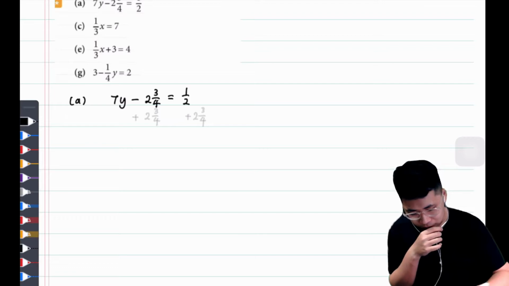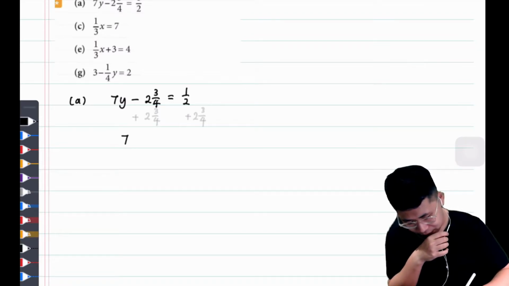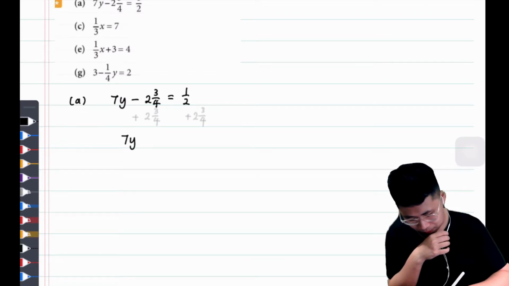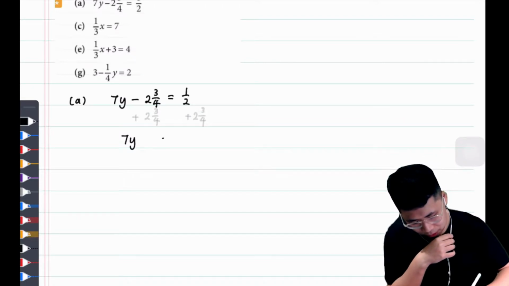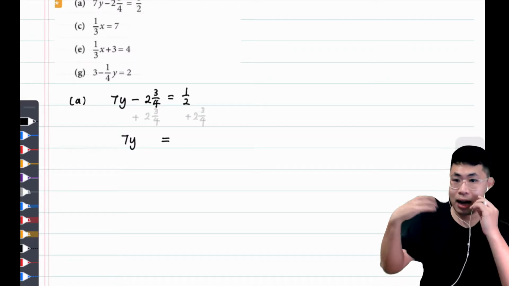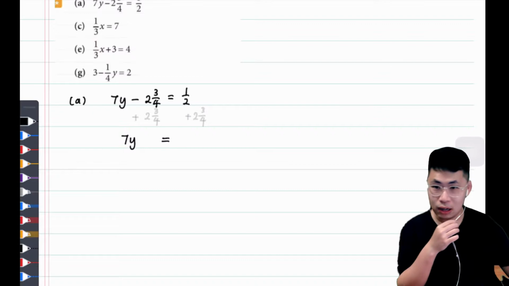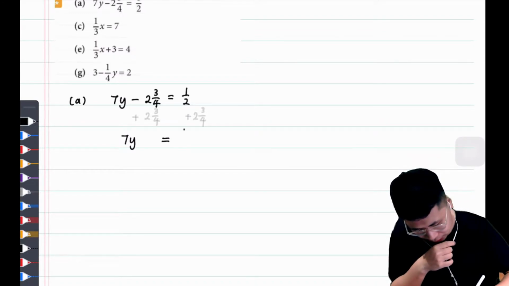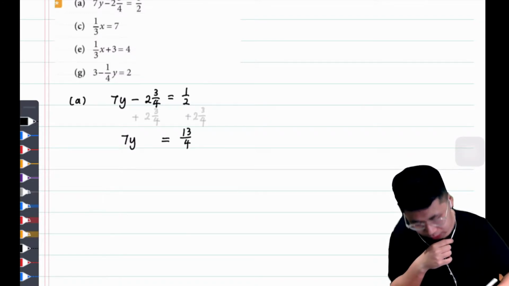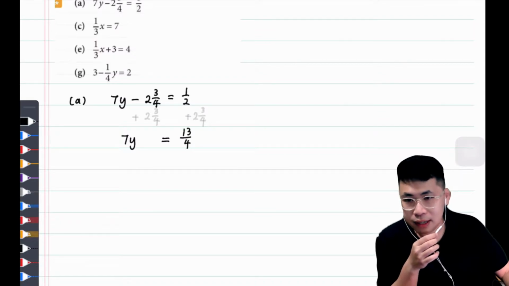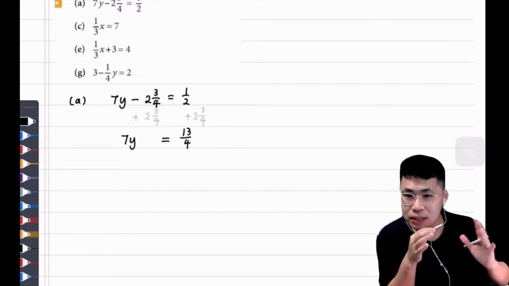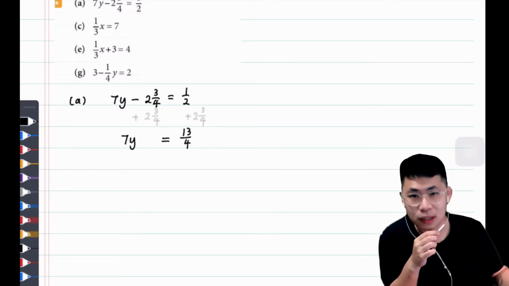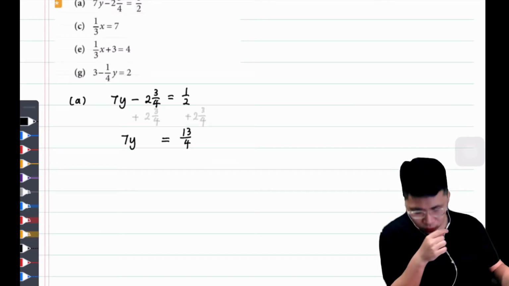So over here, what do I have? I have 7y on the left, and these two will cancel. Using my calculator, I can take half plus 2 and 3 quarters. So I will have 13 over 4. So don't worry too much, we always have the calculator to help us do some work. So please put that machine to good use.